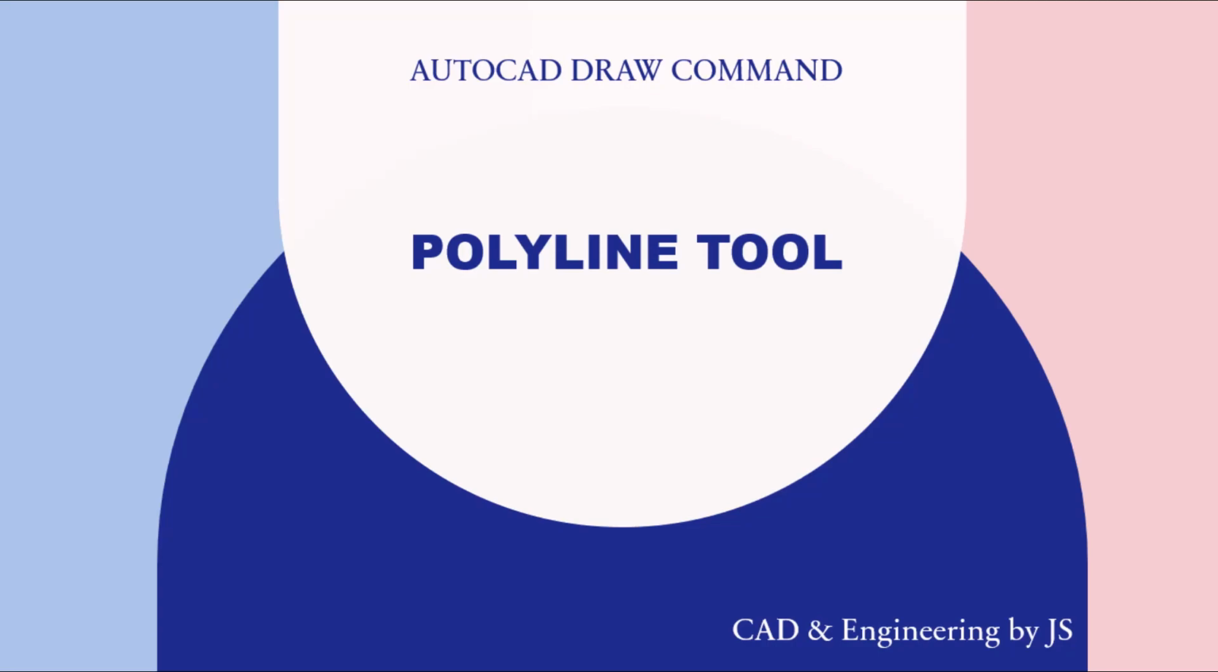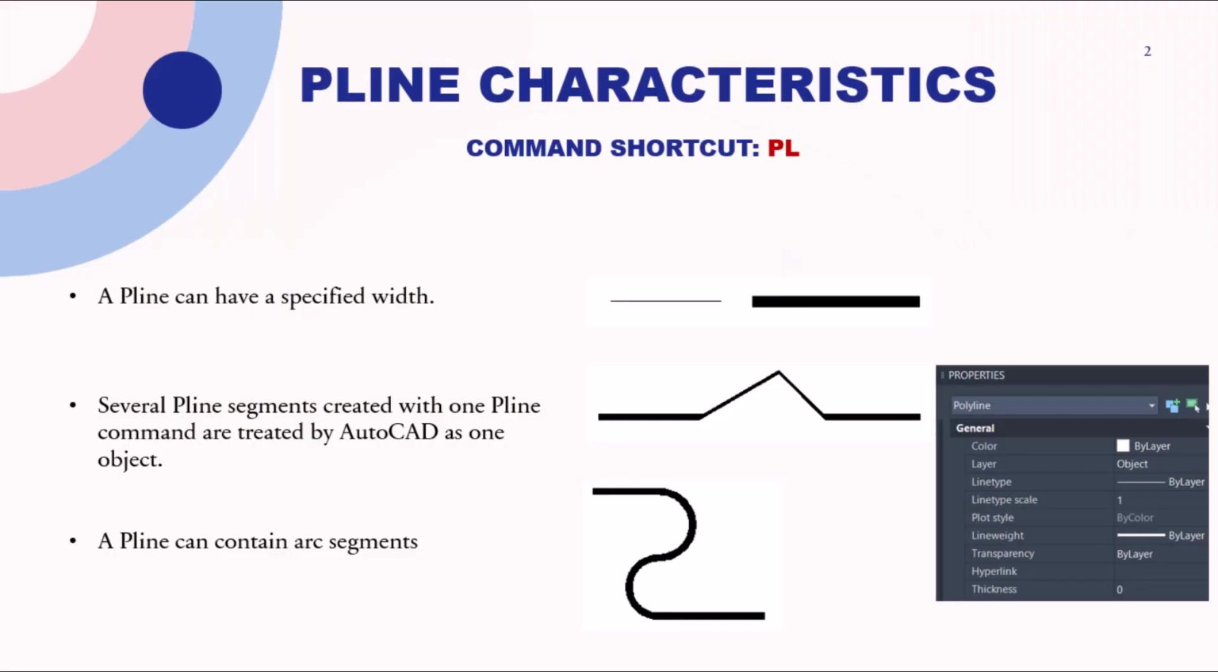Today we're going to review the Polyline tool. The Polyline has specific characteristics. One of them is that you can specify the width. Another one is that the Polyline can have several segments and they are going to be treated as one object in AutoCAD. And the last specific characteristic for the Polyline is that you can have lines and arcs created while you're creating your Polyline, and it still will be one entity. The shortcut for the Polyline is PL.